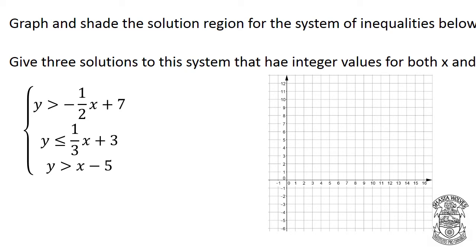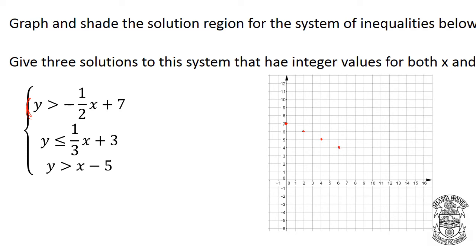So I'm going to do this first part in red. So you'll see this in red. I'm going to use a pretty fine pen. But right here at 7 is my y-intercept. And then I'm going to go down 1 and over 2, and down 1 and over 2, and down 1 and over 2.